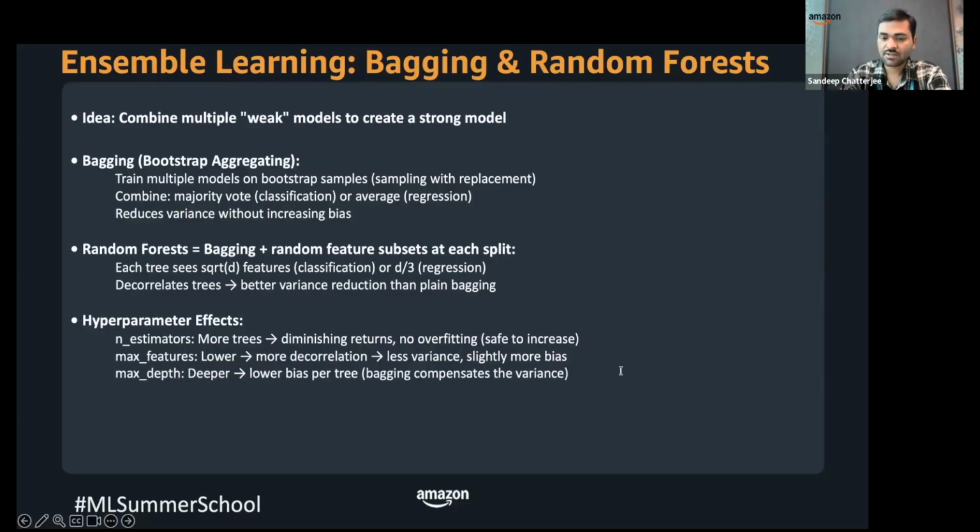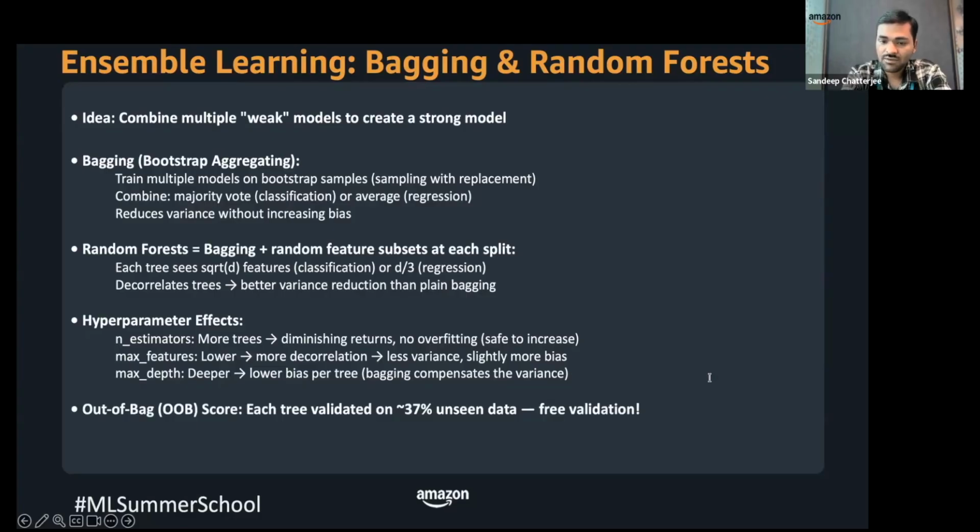Next one is max depth. Unlike single decision trees where we strictly limit depth to prevent overfitting, in a random forest we often let the trees grow much deeper. We want them to have low bias because the bagging process across hundreds of trees will naturally compensate for the high variance. So we can close this with the final topic called out of bag, or OOB, score.